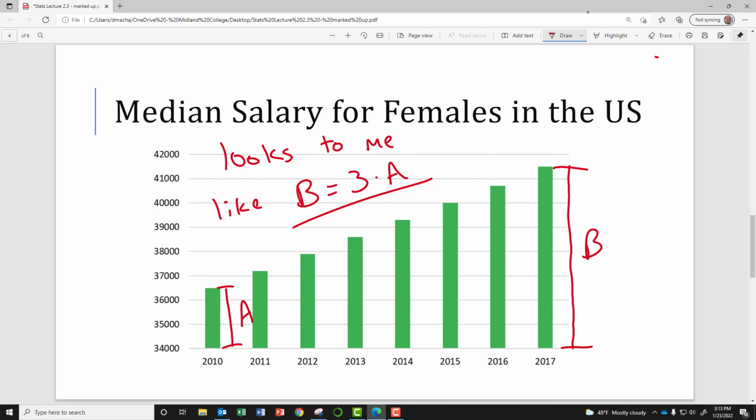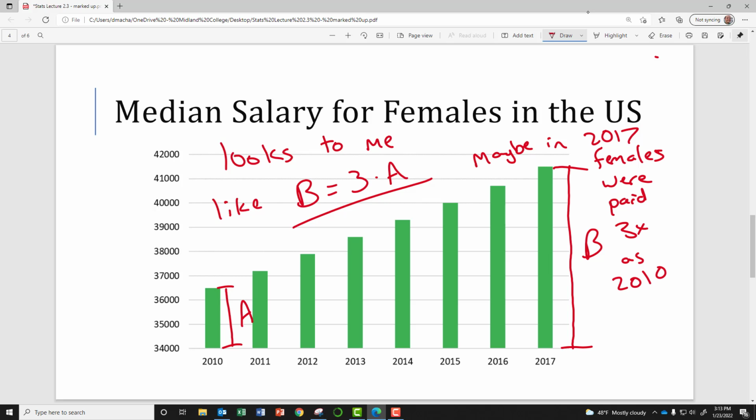And so what that insinuates, again, as a graphic visual of our data, is that maybe in 2017, females got paid 3 times as much as compared to 2010, right? This is what we're sort of insinuating the way we've put together this visual, but in fact that's not true.